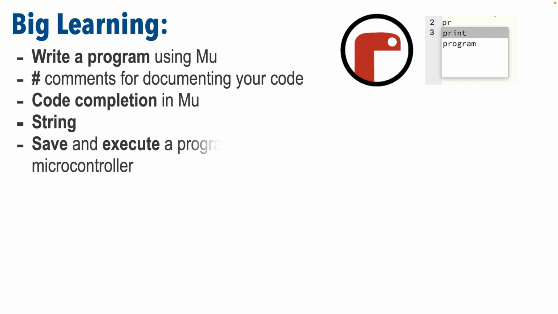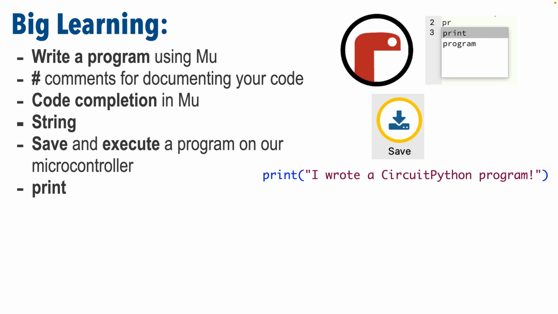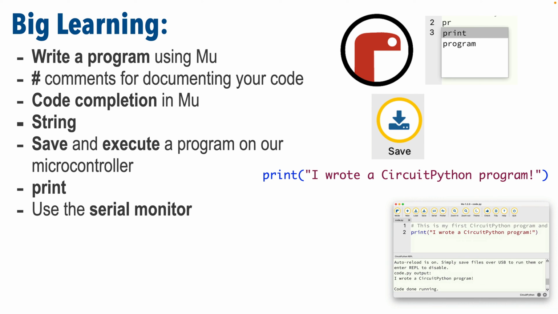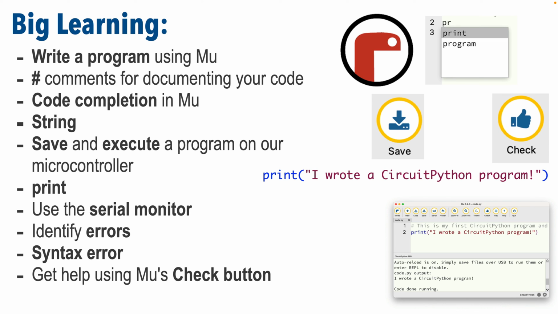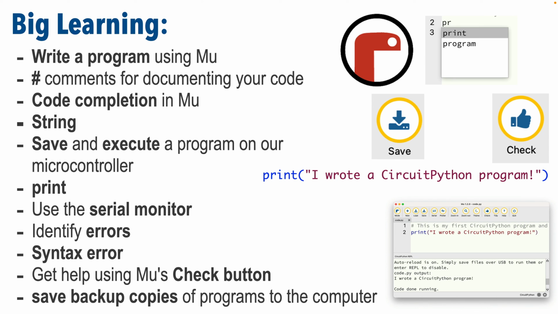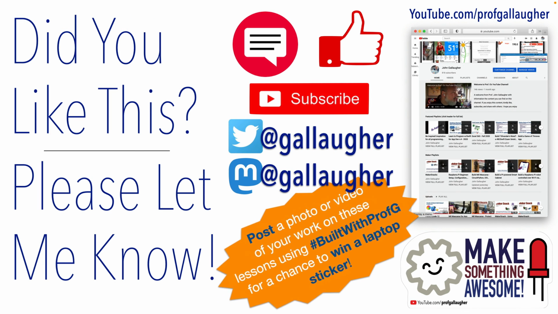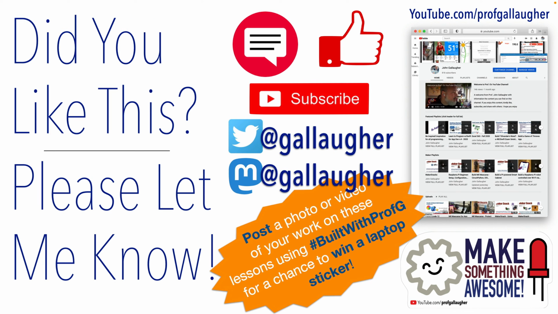We learned to save and execute a CircuitPython program on a microcontroller. We learned about the print command. We used the serial monitor. We learned to identify errors. We now know what a syntax error is, and we learned how to use Moo's check button to get additional help identifying and interpreting errors in our code, and we learned how to save backup copies of our programs to our computer. So you're really building some CircuitPython skills there, programmer. There's lots more to come. Awesome things will be made.